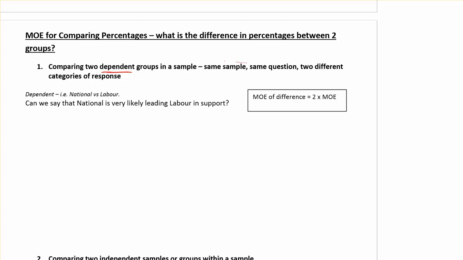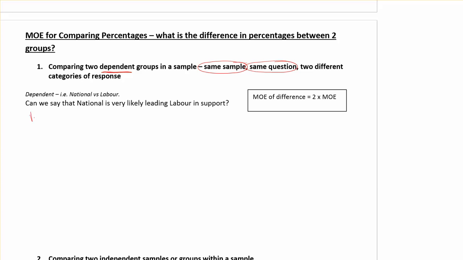In other words, it's the same sample, same question, but there are two different categories of response. So we would be asking the same people the same question, who are you going to vote for? And there are different categories of response. So here's an example. Can we say that National is very likely leading Labour in support?